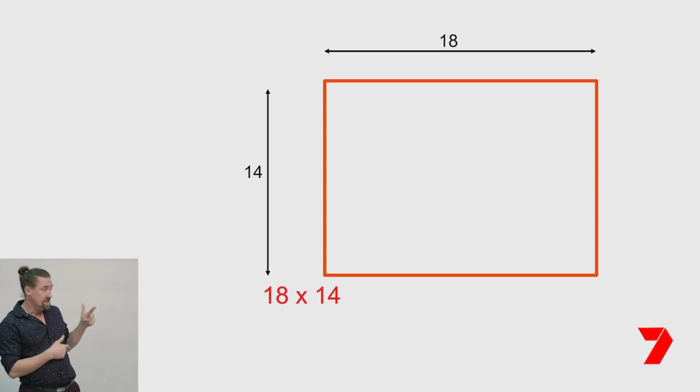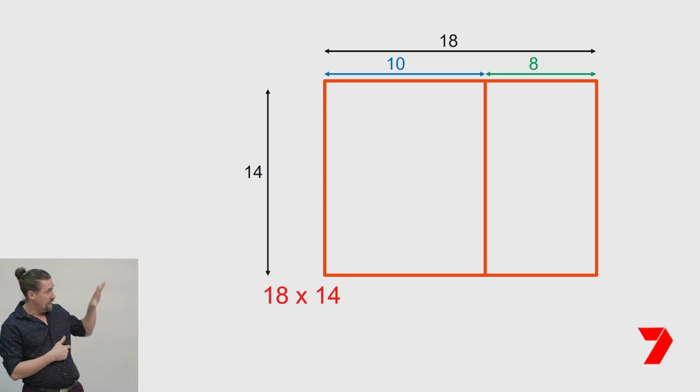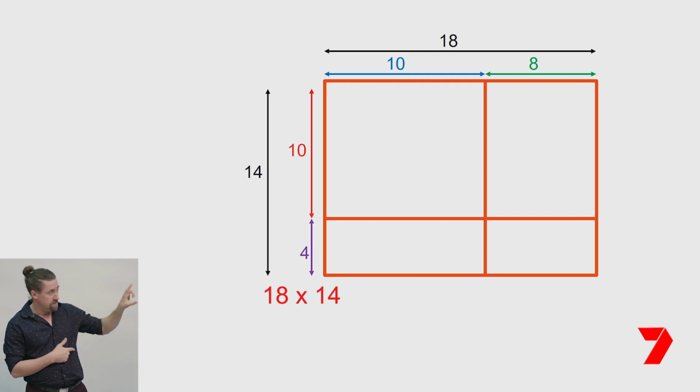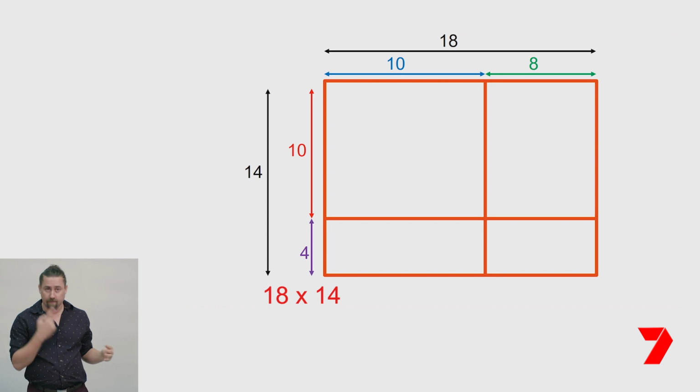18 can be split into 10 and 8, and 14 into 10 and 4. Notice that the area diagram has 4 rectangles. Now we can see and multiply each of the smaller rectangles.